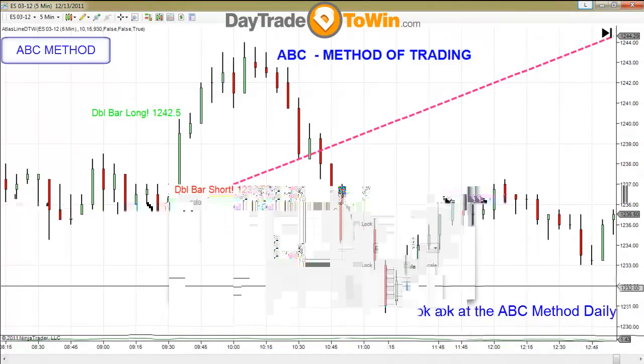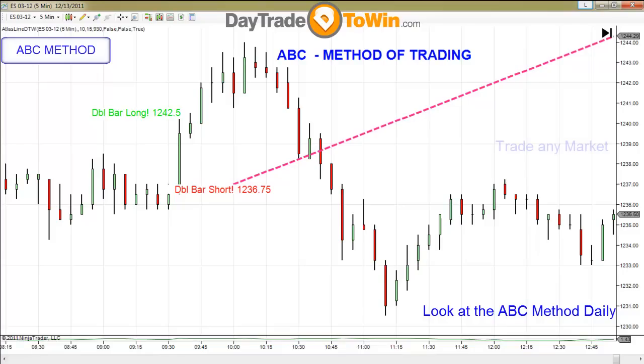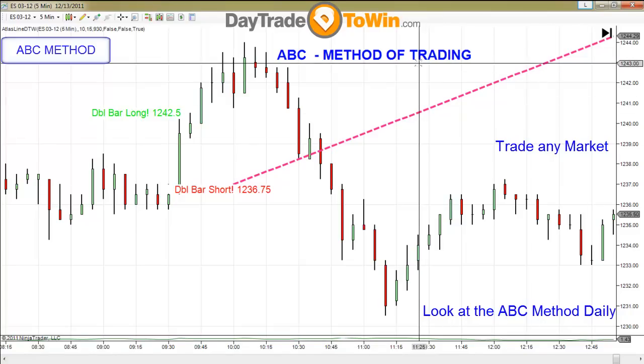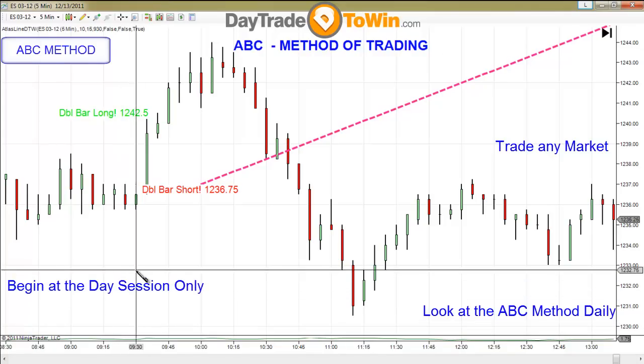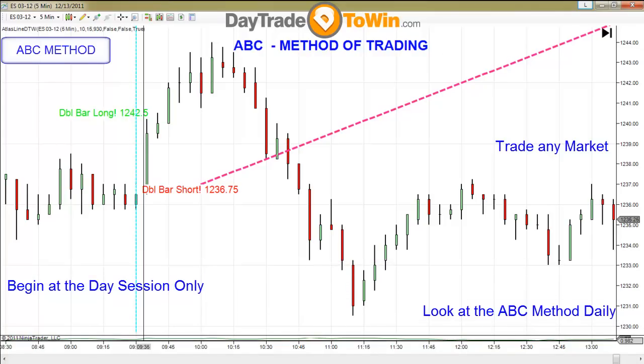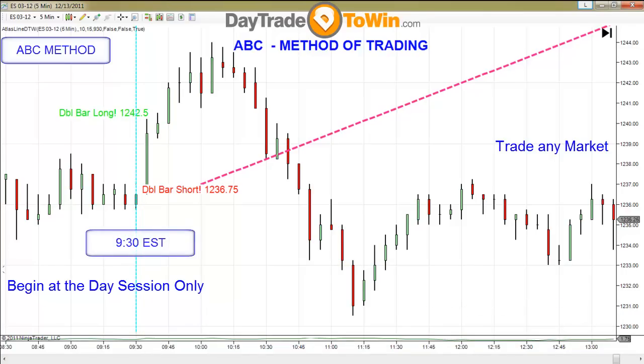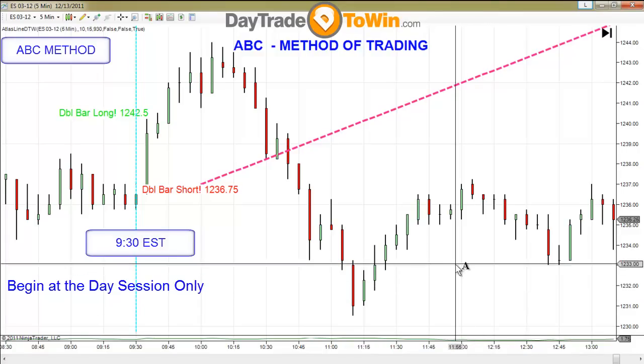So, taking a look at the ABC method of trading, it really doesn't matter if you're looking at the mini or the euro or forex, bonds, soybeans. It really doesn't matter. What does matter is that you start off each and every day at the day session only when it starts. And so we have here on the E-mini S&P as an example, a 9:30 start. And what you see here is the Atlas line on your chart, and my chart here, the Atlas line software. But taking that aside, we start and we put a vertical line on 9:30, and we put another vertical line at 12 o'clock here.